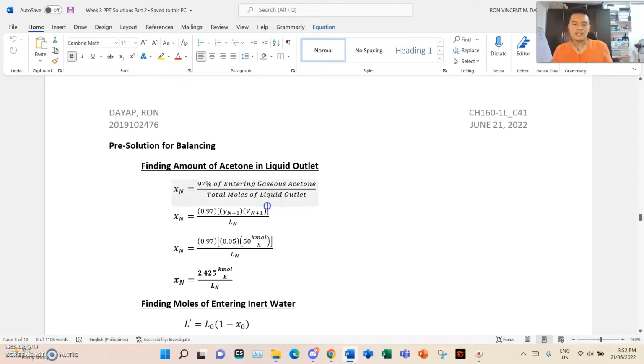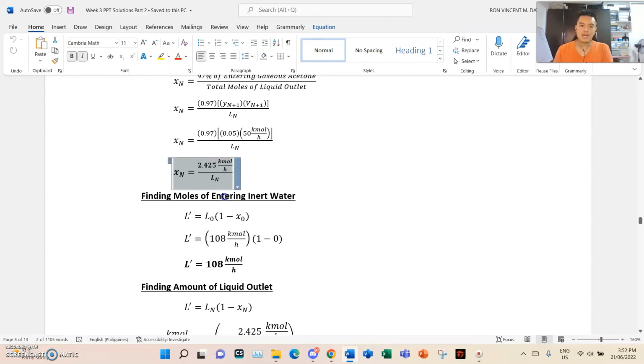So finding the amount of acetone in the liquid outlet, since this problem stated that 97% of the acetone will be absorbed, meaning that 97% of the acetone in the feed, which is the only acetone present in the feed, is in the gas. That means 97% of the gaseous acetone would be present in the liquid outlet. Doing this formula, we have this parameter, this formula.